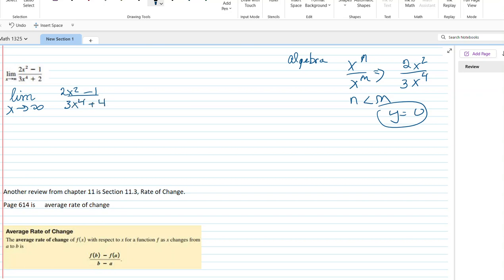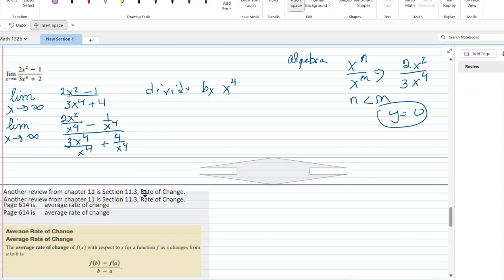And of course, we're going to divide by x to the 4th, because that is the highest degree in the denominator. So we're going to set it up. We're going to have 2x squared over x to the 4th minus 1 over x to the 4th, and we get 3x to the 4th divided by x to the 4th plus 4 over x. Now we're going to simplify that.